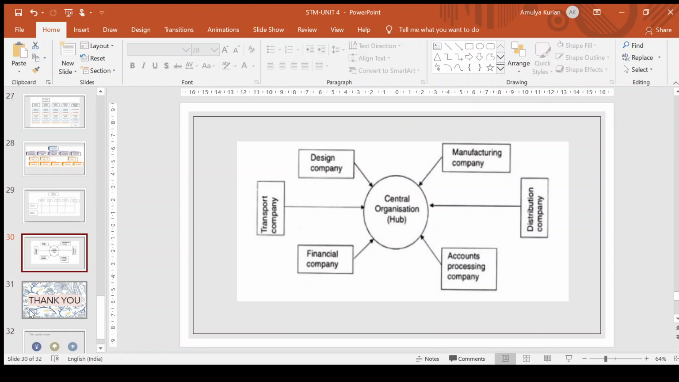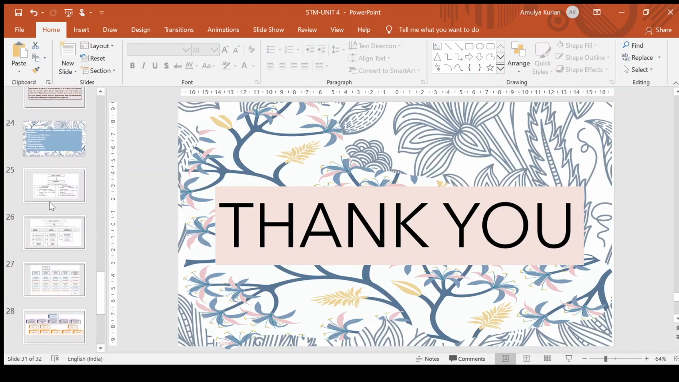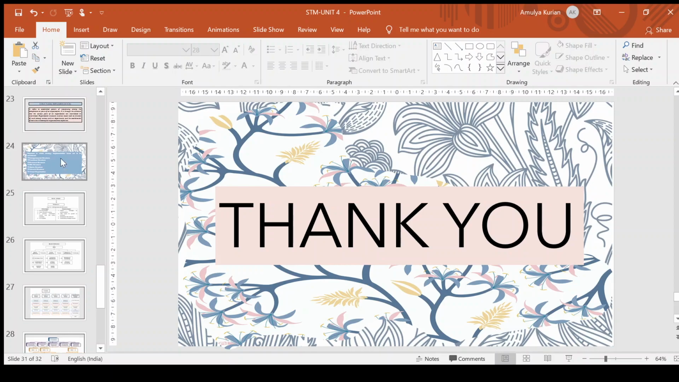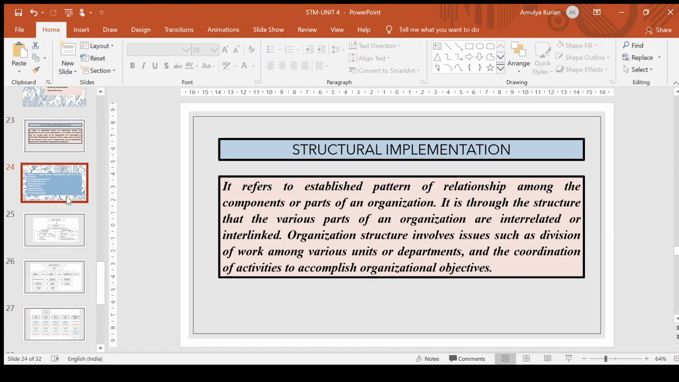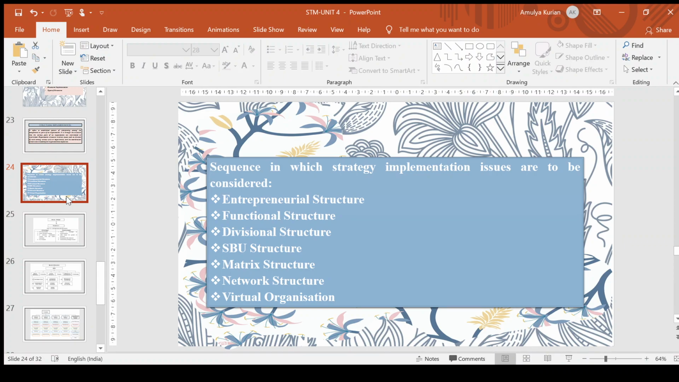So in today's module, that's all about today's class. In today's class, we have learned what you mean by structural implementation, and what the different structures are: entrepreneurial structure, functional structure, divisional structure, strategic business unit structure, matrix, network structure, and the virtual organization. Hope you understood. And we also looked at what is flat structure, what is tall structure, and the vertical dimension and horizontal dimension of organization structure. So that's all about structural implementation.